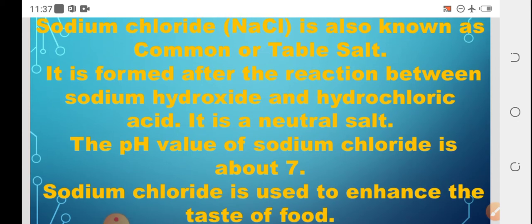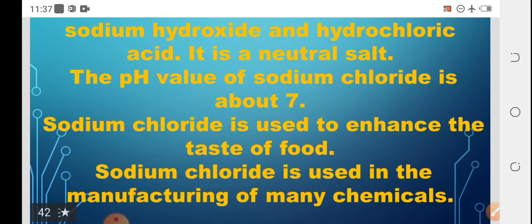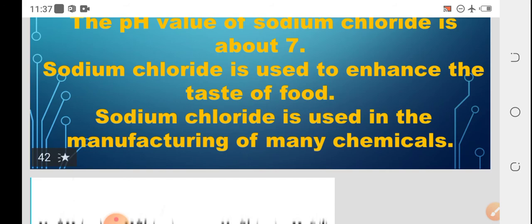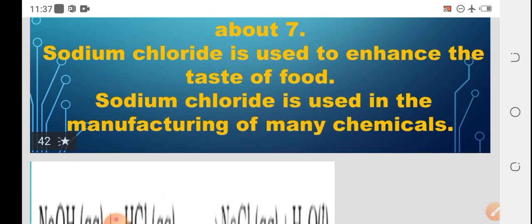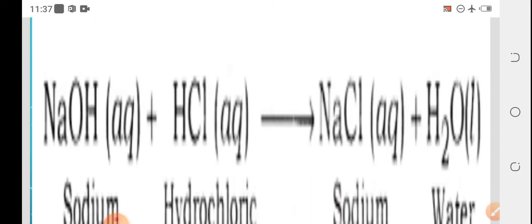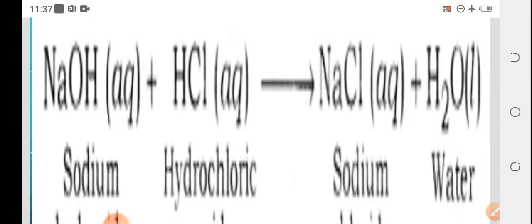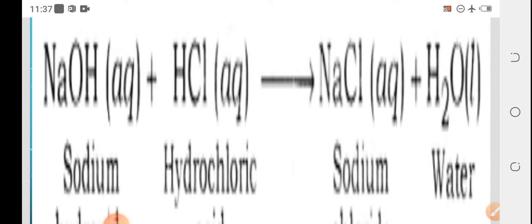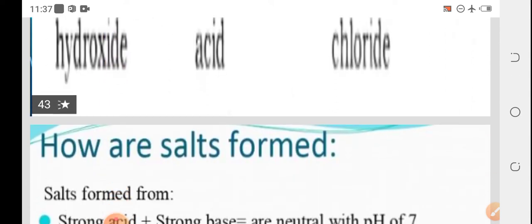Sodium chloride is also known as table salt or common salt. It is used for the tasting of food. It is used in many chemicals. You can see the figure here. Sodium hydroxide, when it reacts with hydrochloric acid, forms NaCl plus H2O. This is about the neutralization reaction.